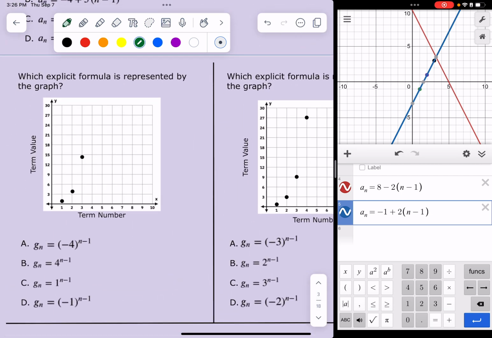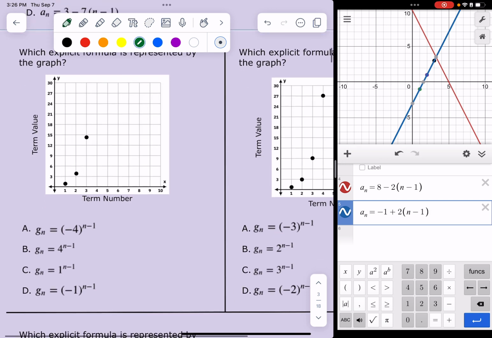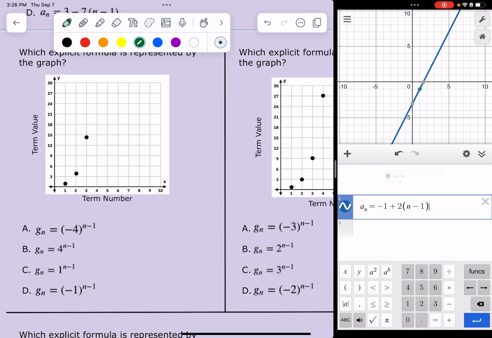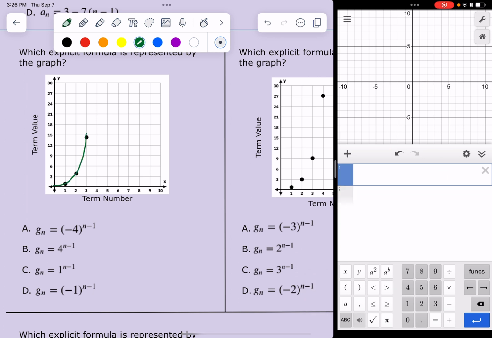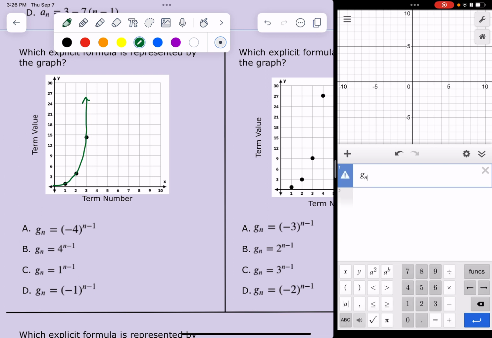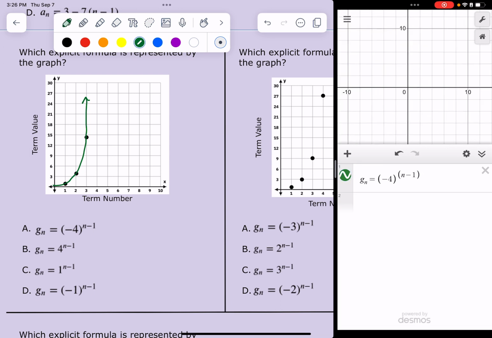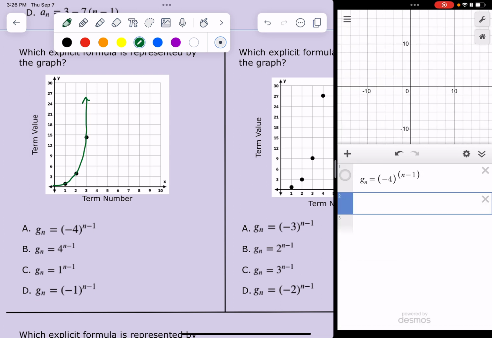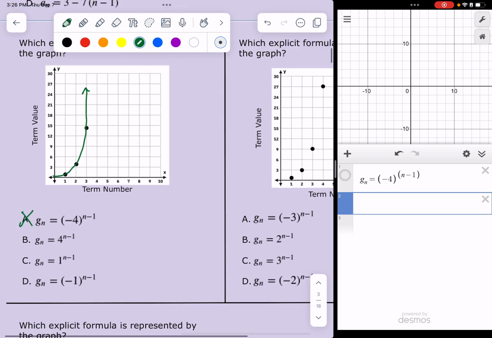Our next one is, which explicit formula is represented by the graph? Let's see, can I graph these in here? We're just going to graph them and see which one makes this J shape. So we have G of n equals negative 4, negative 4, up here, then put parentheses n minus 1. Nothing happens, so I'm assuming that graph doesn't pop up. So I'm going to put an x here.